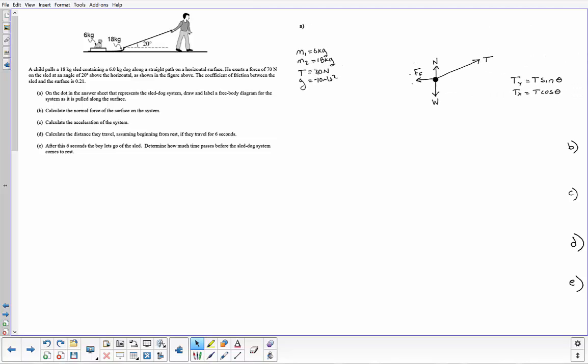So let me see what I got. Notice the free body diagram only indicates the forces. I'm not including the components or anything like that. I have the weight down. I'm calling it W. You could have just as easily called it F sub G.